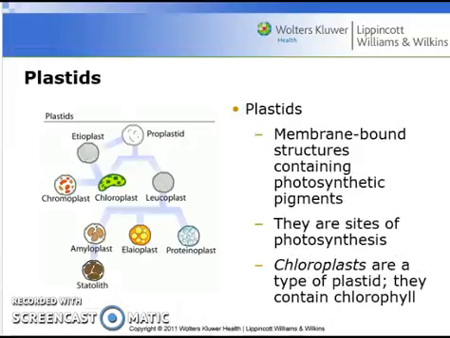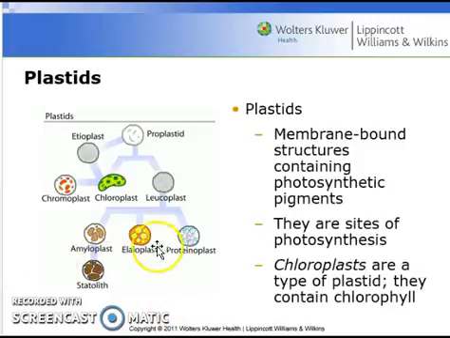The next structures that we'll talk about are going to be that of plastids. Plastids are also comprised of a membrane, and these are going to be primarily found in photosynthetic organisms like algae or plant cells.